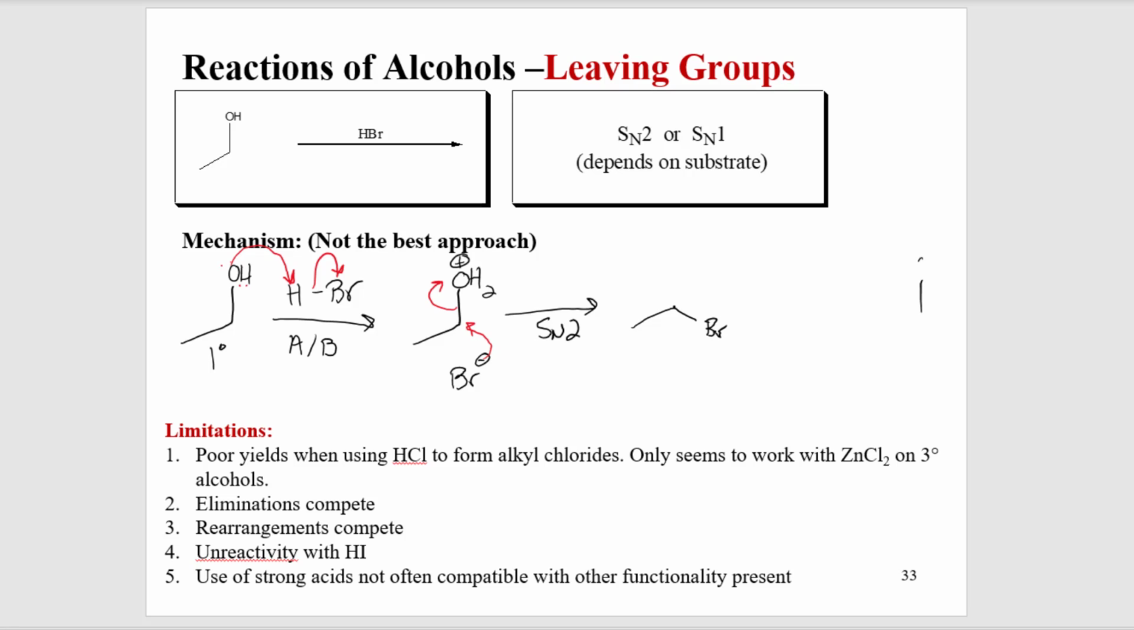I could have started with a protonated tertiary alcohol, and because it's tertiary, the leaving group leaves, I form a carbocation, and then the Br- attacks. Either way, actually it's not forming the same compound. Either way, I end up with the bromine where the alcohol once was.